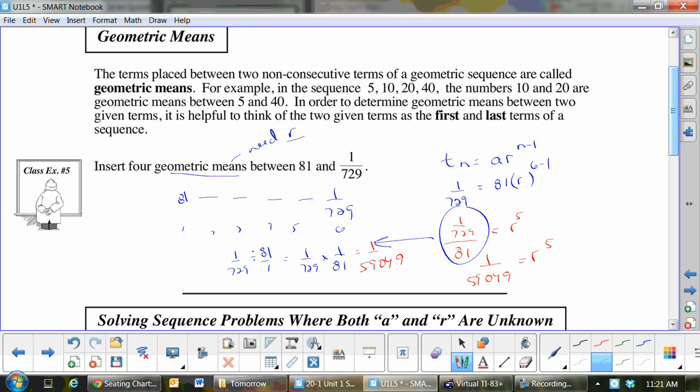Now, how do I find r? Okay, hands up, you guys. Who knows how to find r? Yes? If that was r squared, I could square root. Those are opposites. I need to do the 5th root. Now, a lot of you guys don't know how to do that, so let's go to our calculator.